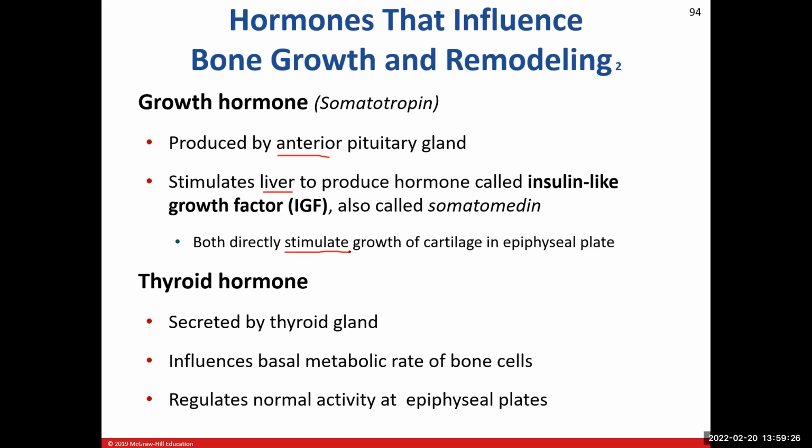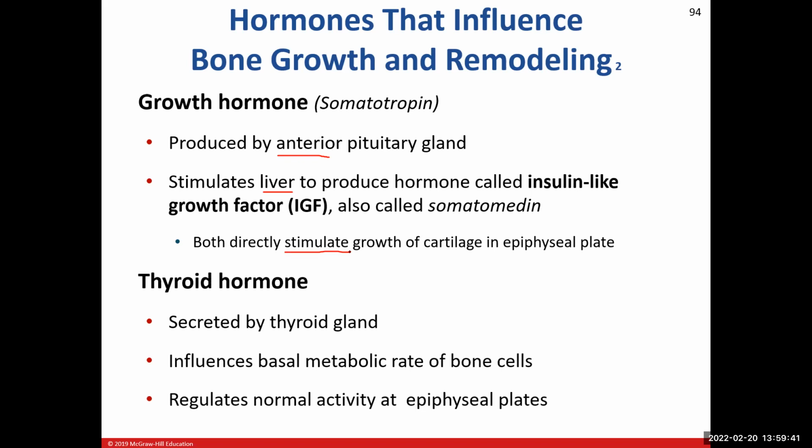And then after they proliferate, they're going to undergo hypertrophy. And then you'll start to see that whole growth-like process occurring that we just talked about. I'm not going to repeat that because we just reviewed it. So that's the effect of growth hormone.